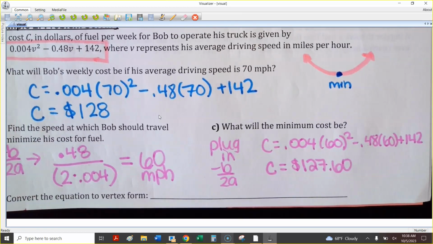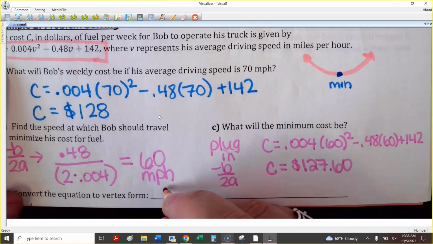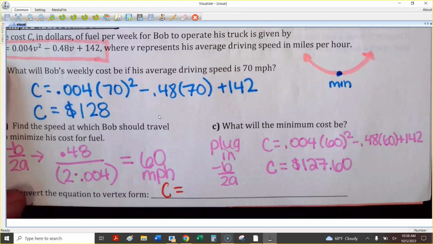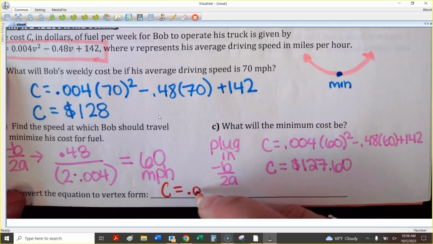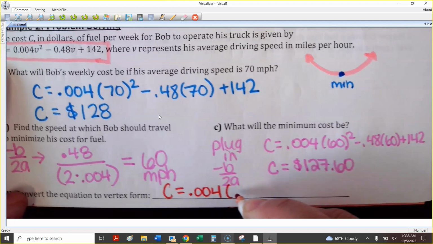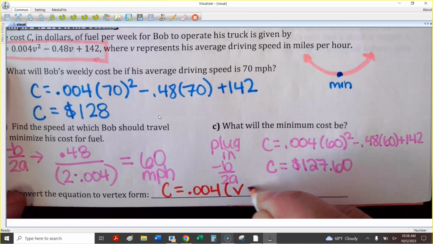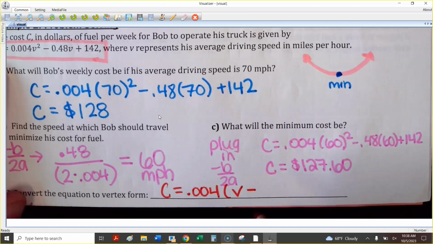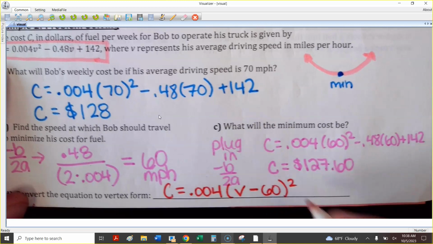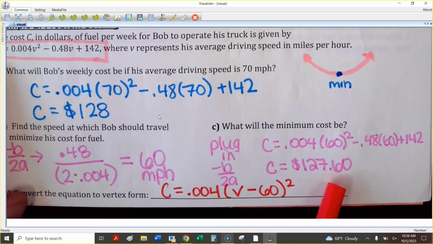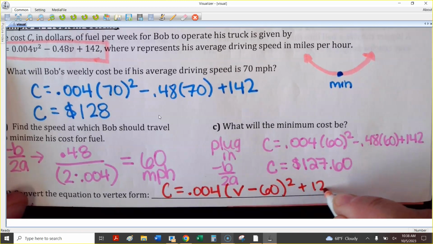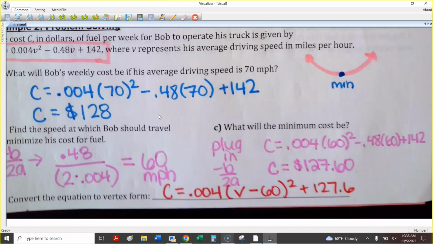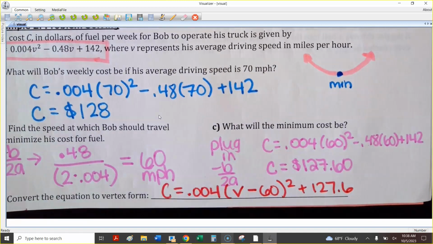Now, again, to write the vertex form, this is super quick. It should just be his cost. Your a value is the same in both forms, so it's that 0.004. Then in parentheses, it's his speed minus the speed at the vertex, which is 60. That's squared to give us the quadratic. And then I'm going to put plus that cost, 127.6. You don't need the 0 for the actual equation for the relationship there. Is anybody having a question at the moment?